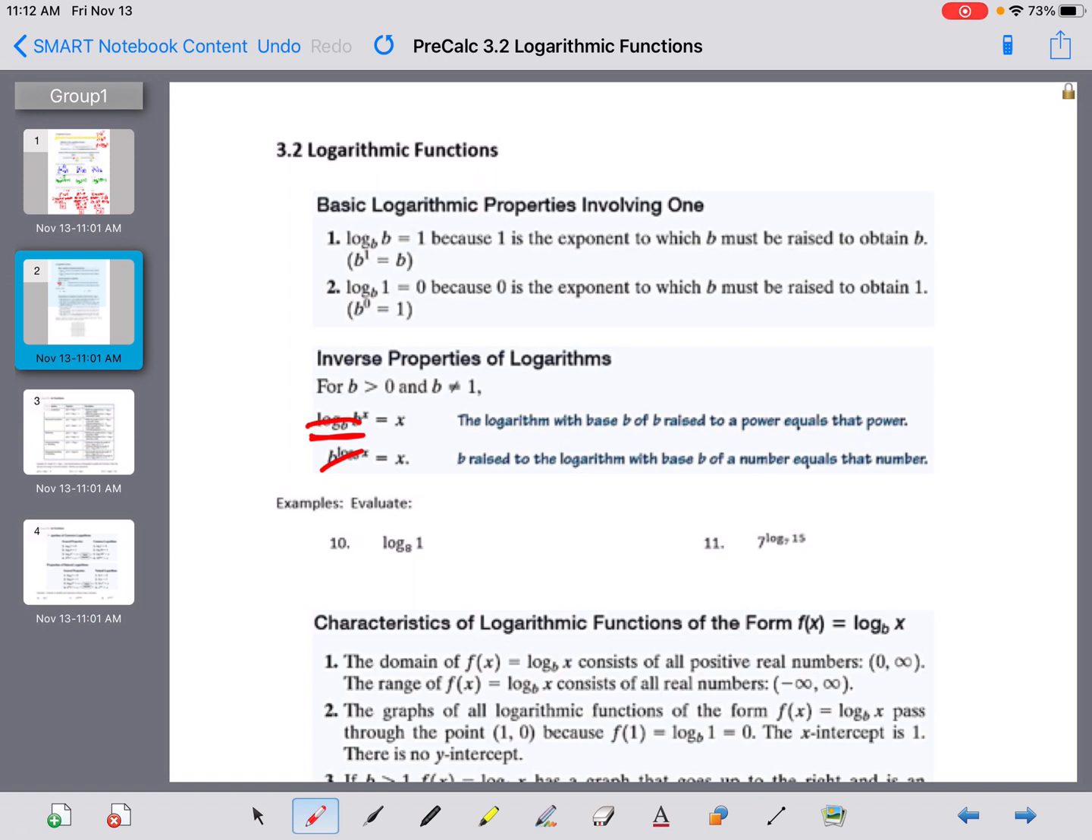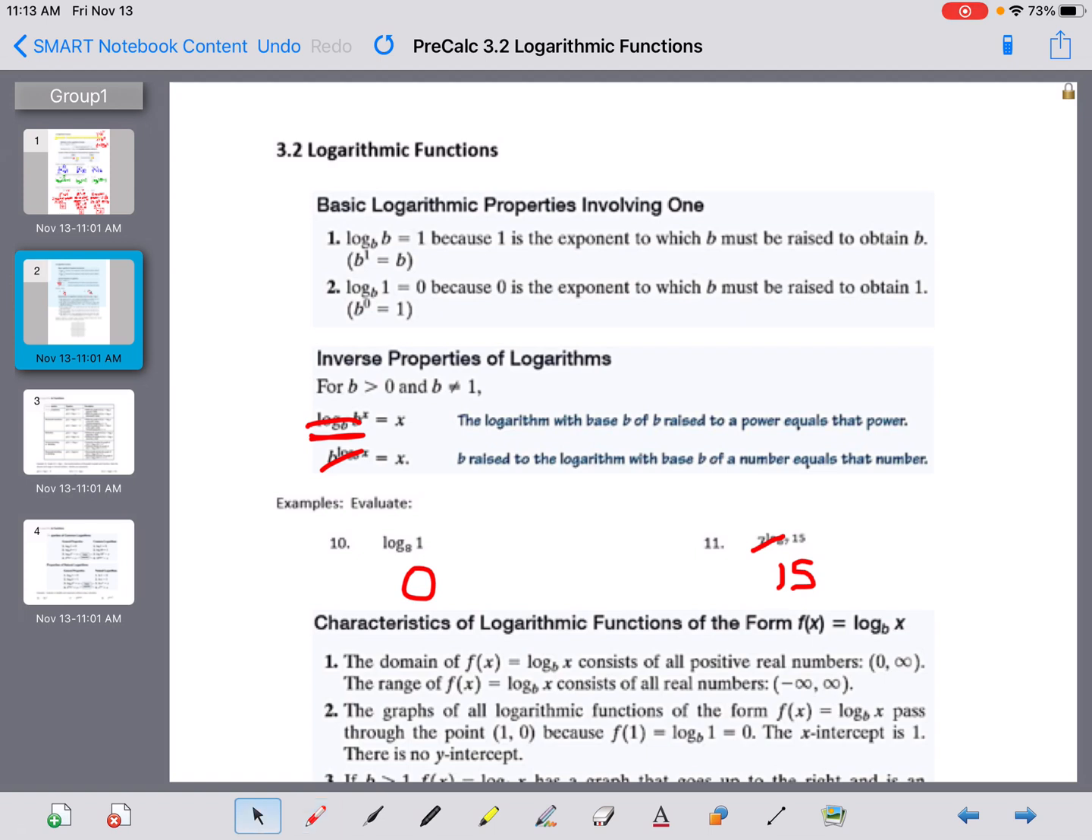So on 10, when it says log base 8 of 1, it's saying 8 to what power equals 1? Well, 8 to the 0 power would equal 1. On 11, it's saying 7 to the power of log base 7 of 15. Well, my 7 and my log base 7, because they're the same base, cancel each other. An exponent and a log of the same base cancel each other. They're opposite operations, and I'm just left with the 15 for my answer.